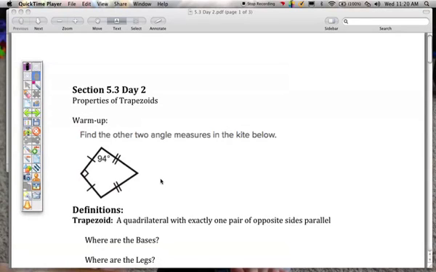So we split section 5.3 into 2 days. Day 1 was looking at kites. Today is looking at properties of trapezoids. So the warm-up is a kite warm-up. Find the other 2 angle measures in the kite below.